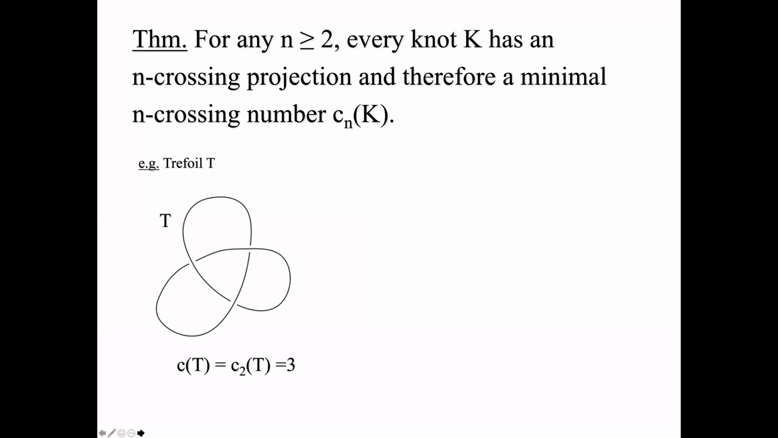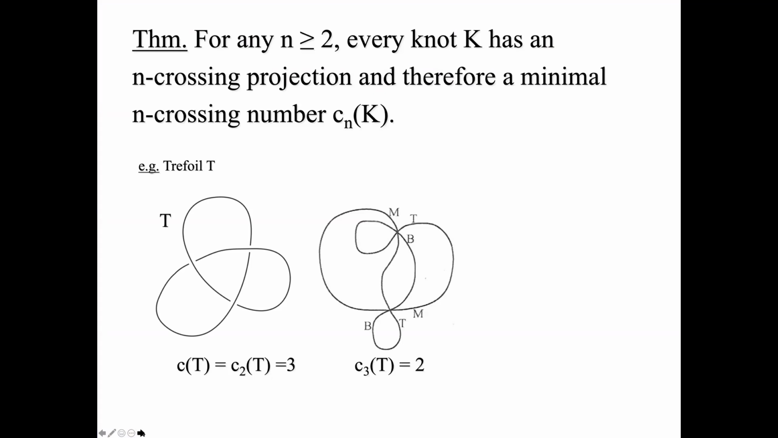So let's take a look at some examples. We saw the trefoil knot before. We know that its double crossing number is 3. We saw that its triple crossing number is 2.